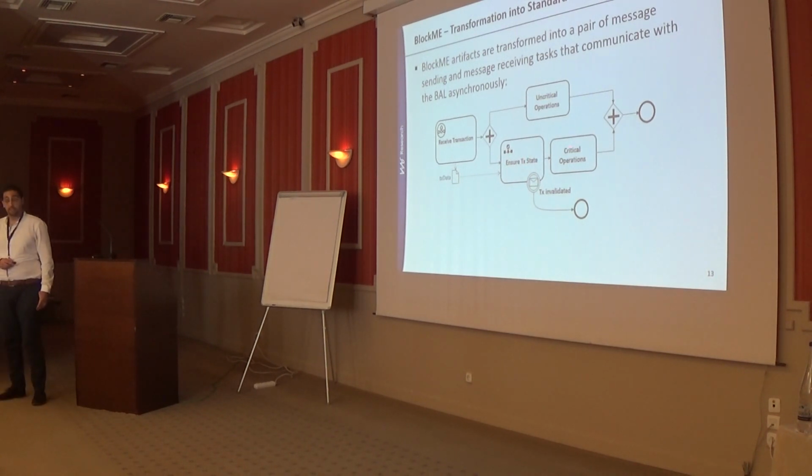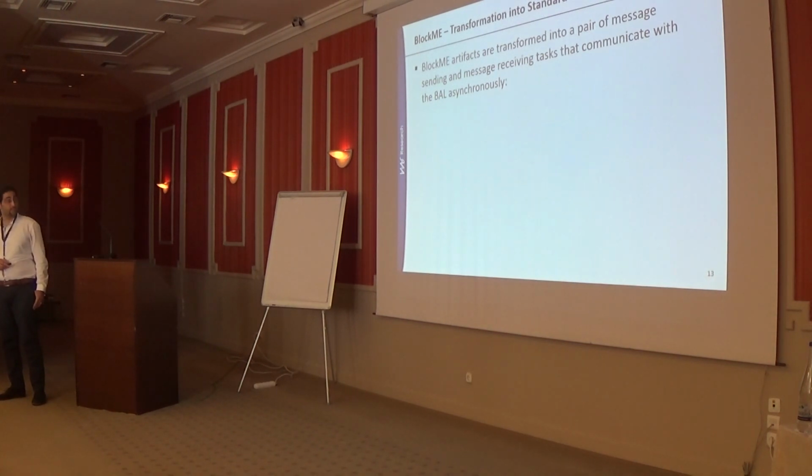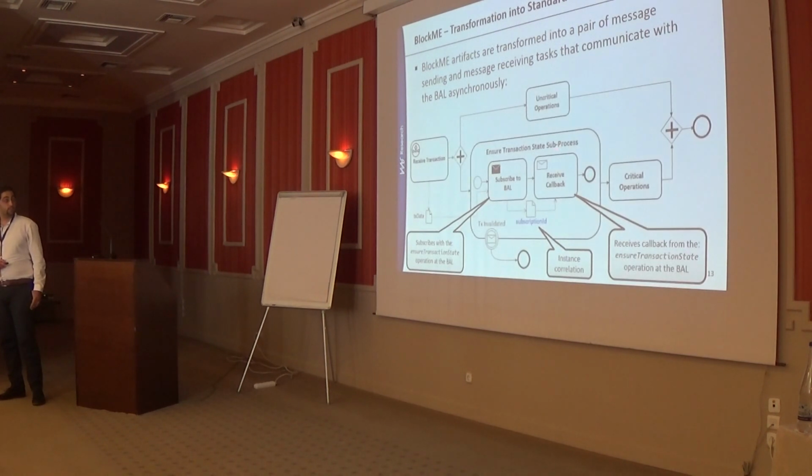So here we see the original example, and here we see the transformed one. The task is transformed into a sub-process, which contains a message-sending task and a message-receiving task. The message-sending task's role is to subscribe with the corresponding operation of the blockchain access layer, and it provides the address of the other task as a callback URL. We remember these operations are all asynchronous, so the results are sent back here. When they are sent back, when the blockchain access layer detects 12 block confirmations.